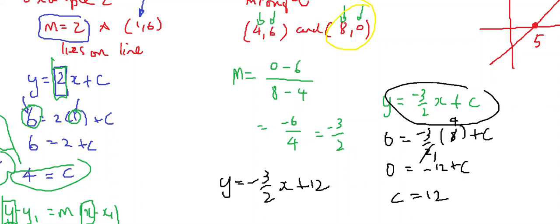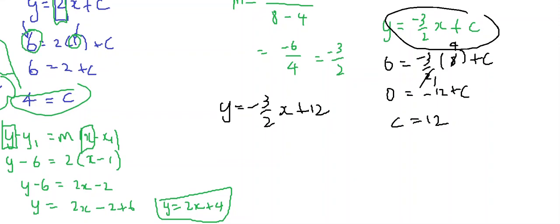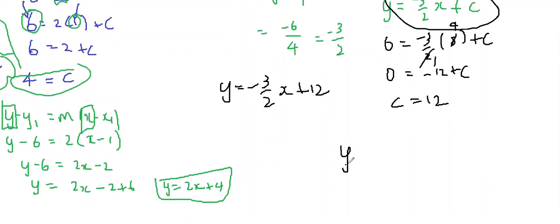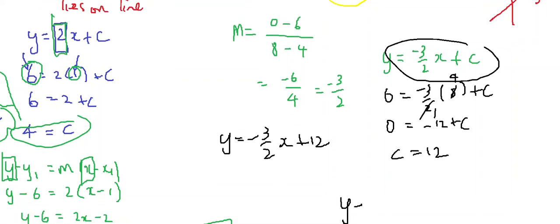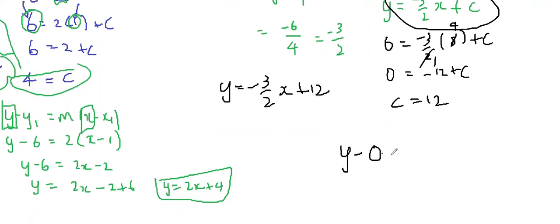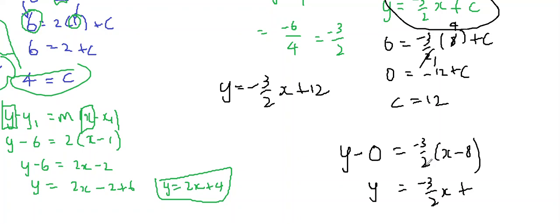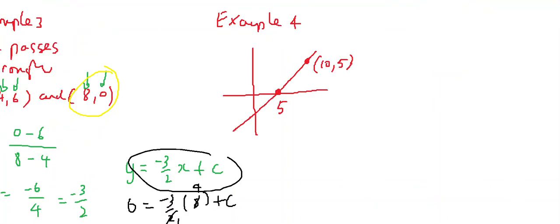Remembering, I could do the same thing using the y minus y1 rule. y1 is 0, so y minus 0 equals -3 on 2 times x minus 8. Y minus 0 is -3 on 2 x plus, 2 goes into 8 4 times, 12. Same answer, fewer steps.